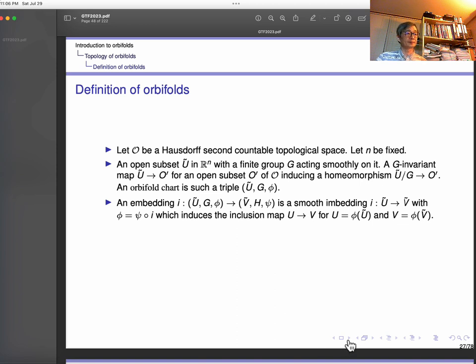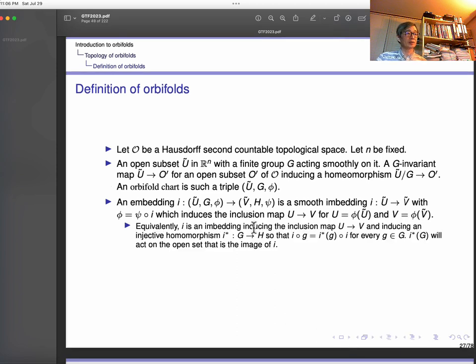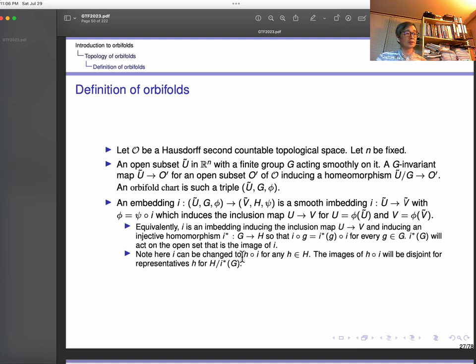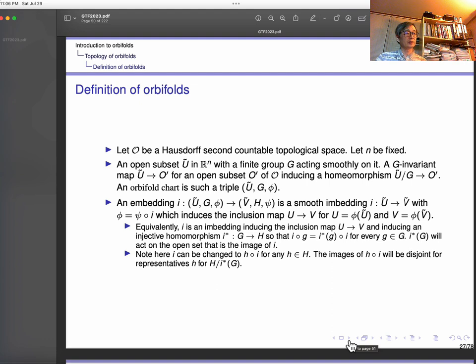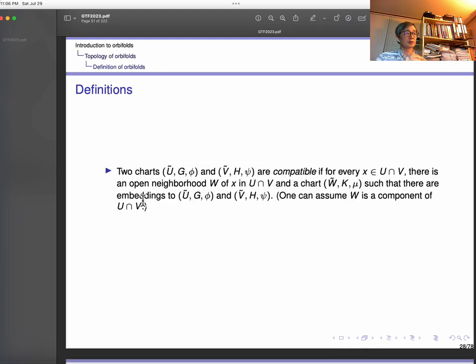Equivalently, i is an embedding inducing the inclusion map, and it induces an injective homomorphism from G to H, so that i composed with g is i star of g composed with i for every g in G, and i star of g will act on the open set that is the image of i. Note here, i can be changed to h composed with i for any h in H, and the images h composed with i will be disjoint for representatives h of this right coset group here. So we define this inclusion of the model triples.